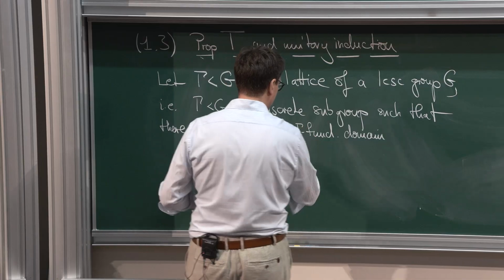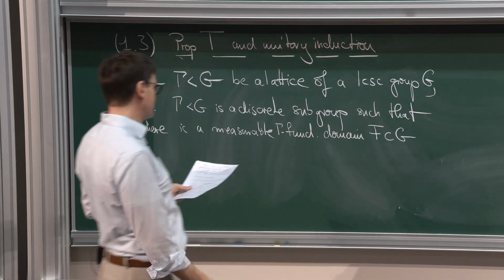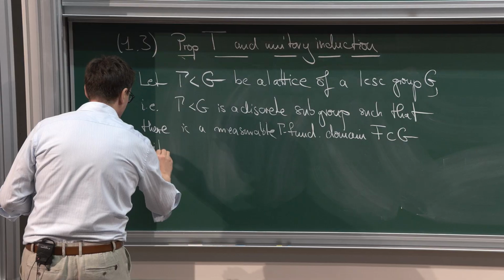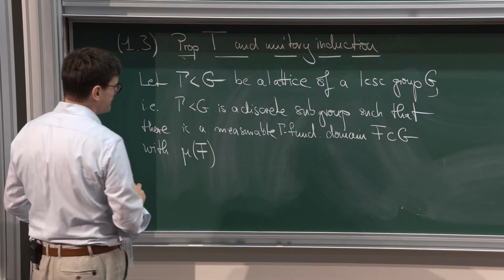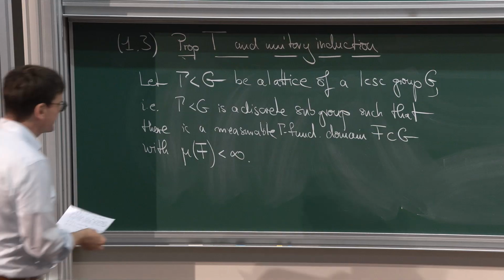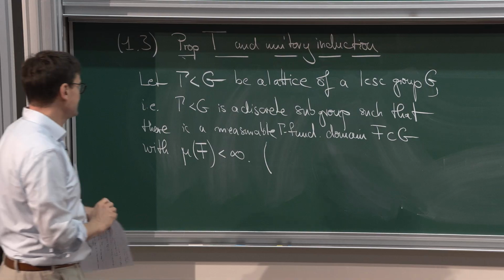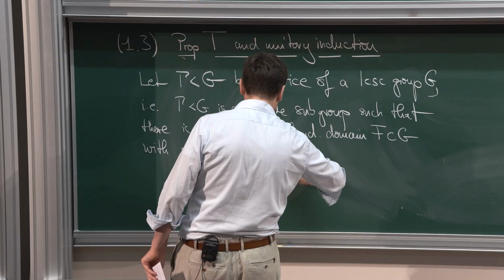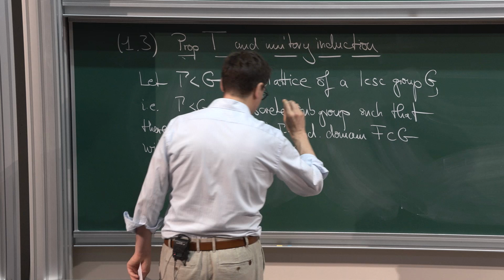So gamma has a fundamental domain for the translation action of gamma on G, with finite Haar measure. So mu is the Haar measure on G. And of course, if the fundamental domain is relatively compact, then it will be finite. So for example, a discrete group that is co-compact would do the job.